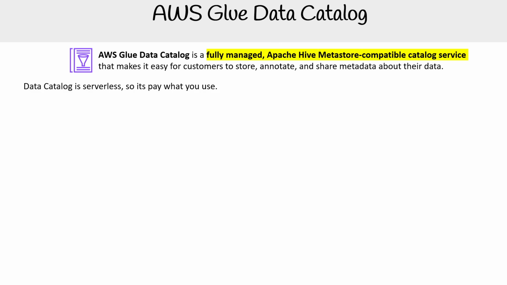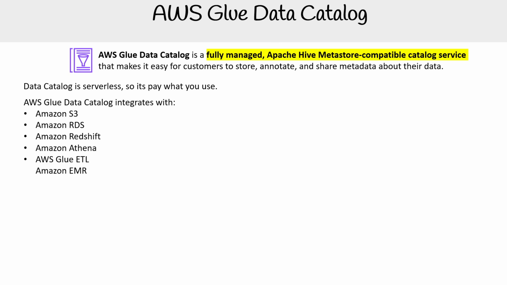Data Catalog is serverless, so it's pay what you use. AWS Glue Data Catalog integrates with S3, RDS, Redshift, Athena, AWS Glue ETL, Amazon EMR.